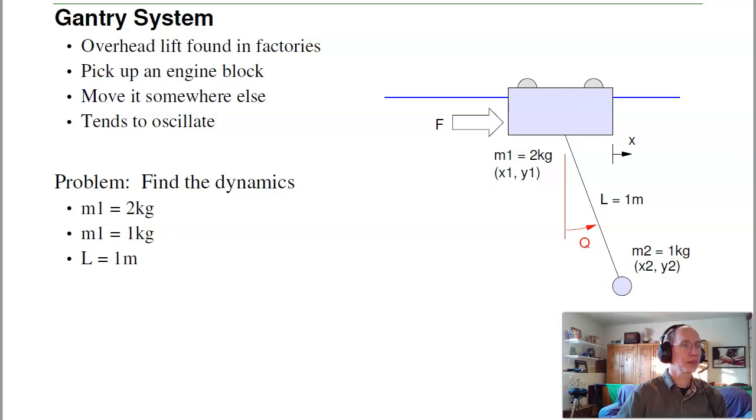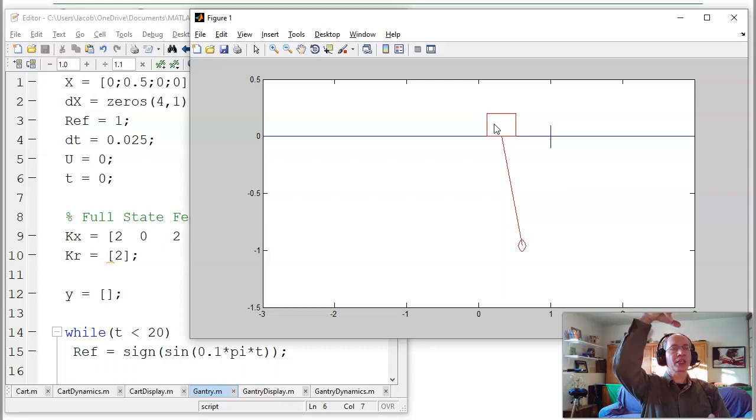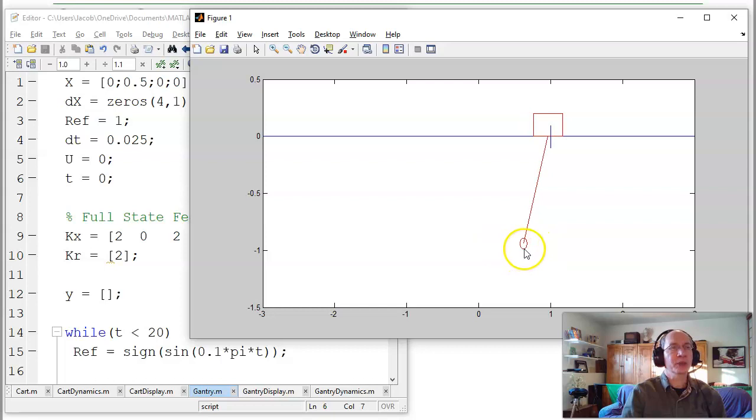To give an idea what that looks like, here's where we want to get to. A gantry system is like in a shop floor. I've got this big overhead crane. I want to pick up an engine block and move it across the floor, and I want to do so without it oscillating too much. So here's the big engine block, 1 kilogram on a wire that's 1 meter long, attached to the gantry, and I want to move it across the shop floor. If I get the control law wrong, it'll swing back and forth.